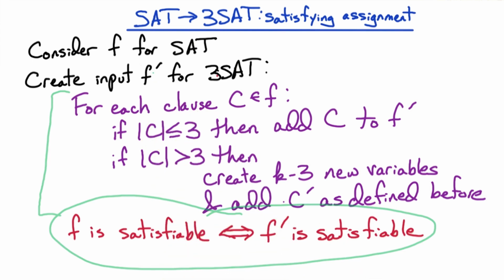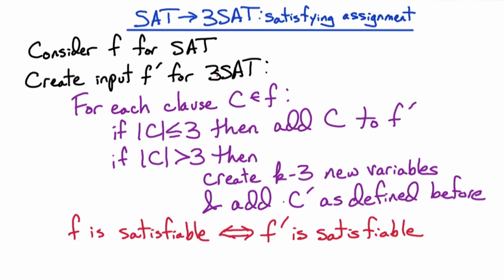Now what remains? Well, we run our 3-SAT algorithm, our black box algorithm, on f prime. If it produces no, that there's no satisfying assignment, then we say no, there's no satisfying assignment for f. What if it produces a satisfying assignment? So suppose it gives us this satisfying assignment sigma prime, which satisfies f prime. Well, we have to produce a satisfying assignment for f. How do we transform this satisfying assignment sigma prime to a satisfying assignment for f?